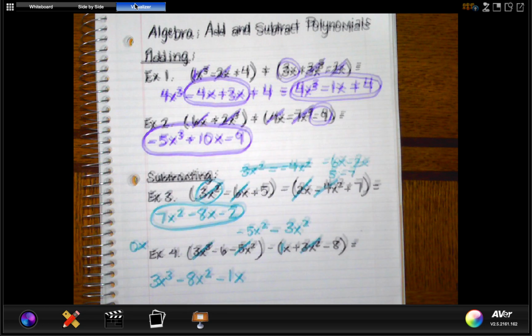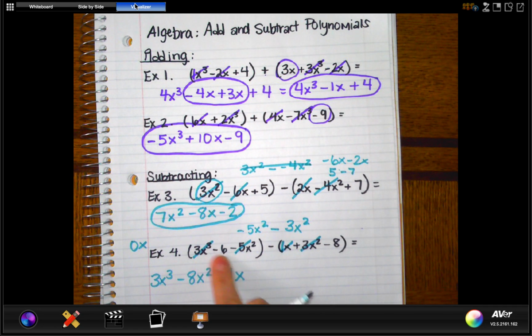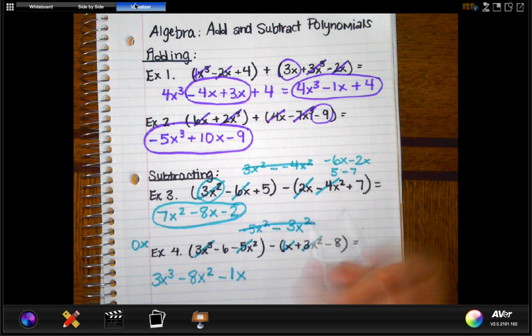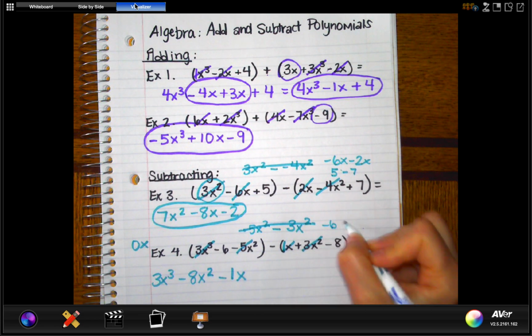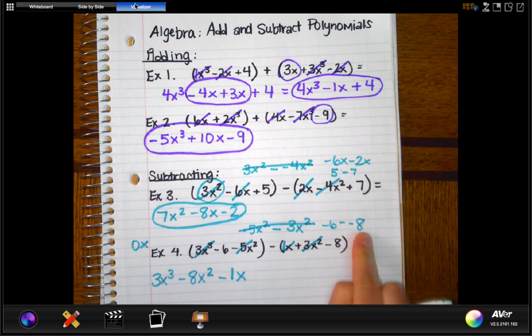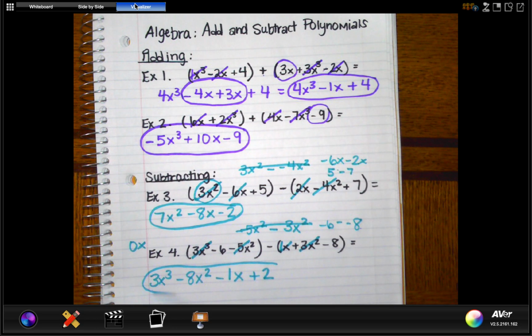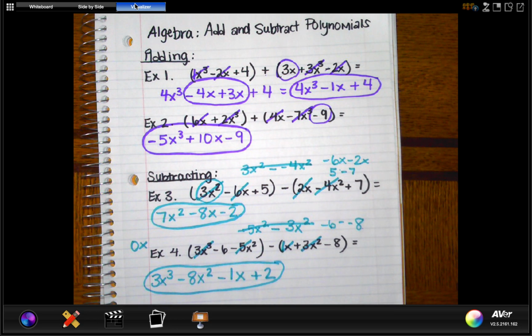Okay, and the last terms that we have to deal with now are going to be negative 6 minus negative 8, okay? Again, negative 6 minus negative 8. So minus a negative is really adding. So it's like negative 6 plus 8, which gives us a positive 2. And now we have a polynomial that was bigger than we started with. That is okay. This is the final answer because we subtracted only the like terms.